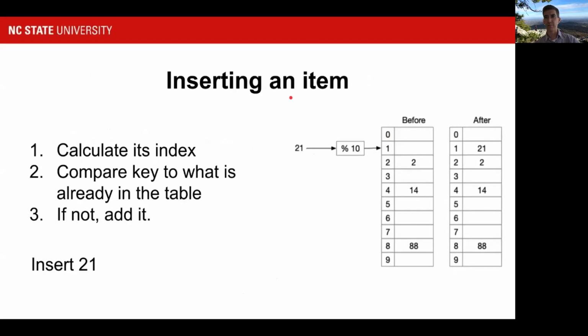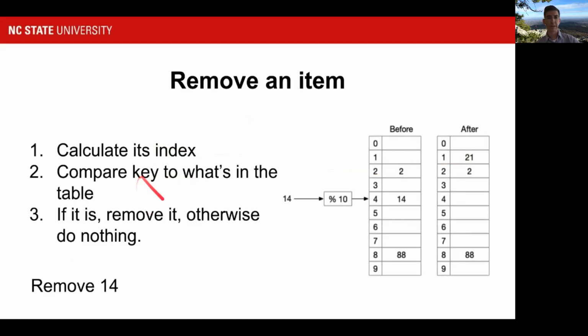So here's how inserting an item works on a hash table. You calculate its index, and in our simple scheme right now, we're just inserting integers, and we just modulo them by 10 to figure out where we should put them. So I take 21, I modulo it by 10, that gives me the index 1. And in my hash table, there is no value 21 or any value. And so, in fact, I can easily insert it there. So I stick a 21 here at position 1. And so, right, I calculate its index, compare to what's already in the table. There's nothing there. And so since it's not there already, I can add it.